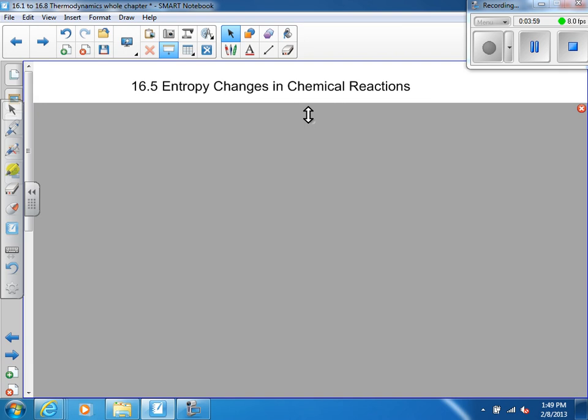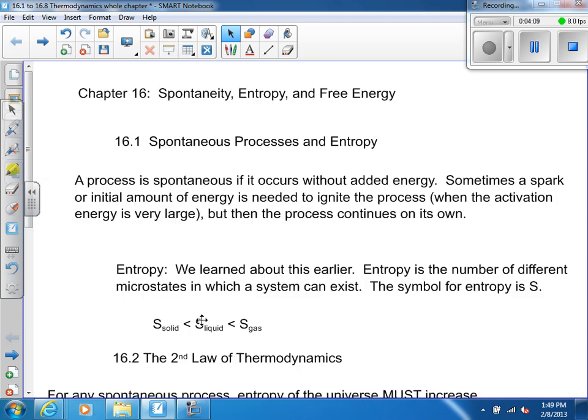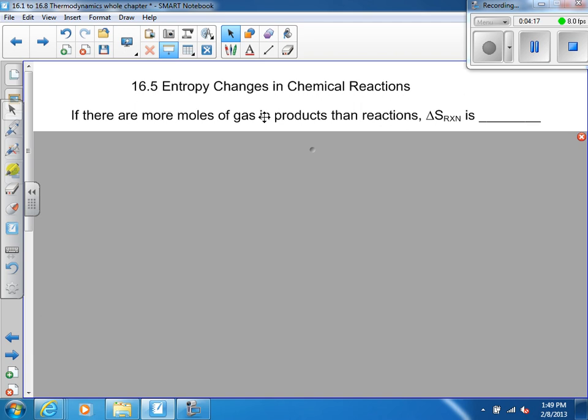Let's go back to entropy. We're going to talk about different entropy situations. Now think about delta S. We learned previously that gases have more entropy than liquids, which have more entropy than solids. So the more gas you have, the more entropy you have. If you have more moles of gas in the products than in the reactants, and delta would be products minus reactants, then the products have more entropy than the reactants.